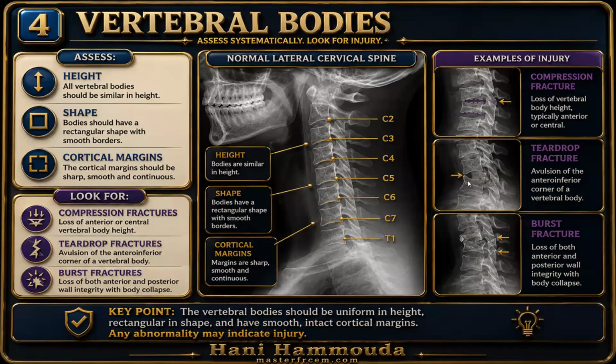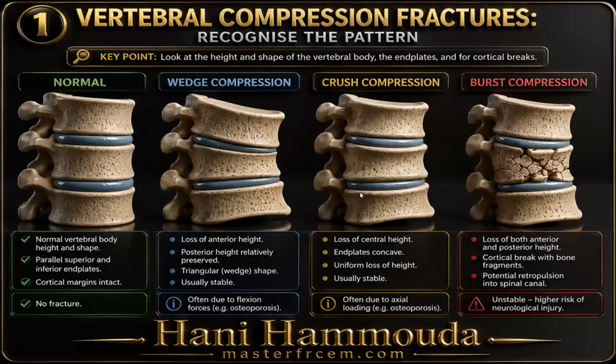Yes, sir. Teardrop fracture means avulsion of the anterior and the inferior part of the vertebral body. Easy? So if this part is broken, it means teardrop fracture. Then burst fracture, what does it mean? Loss of both anterior and posterior wall integrity. Okay, so we finished now the vertebral bodies.